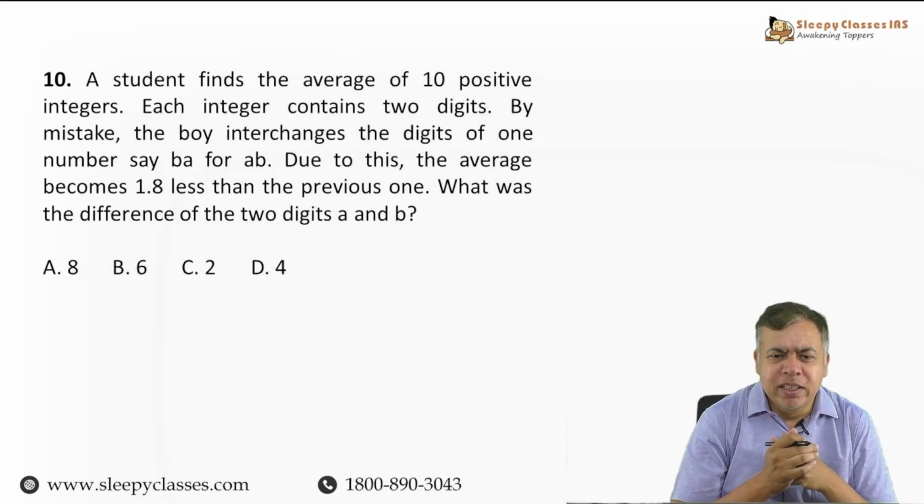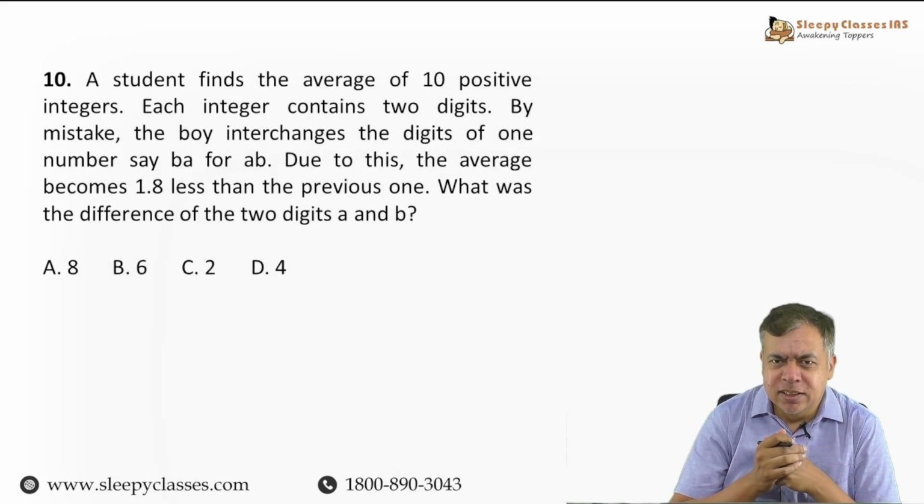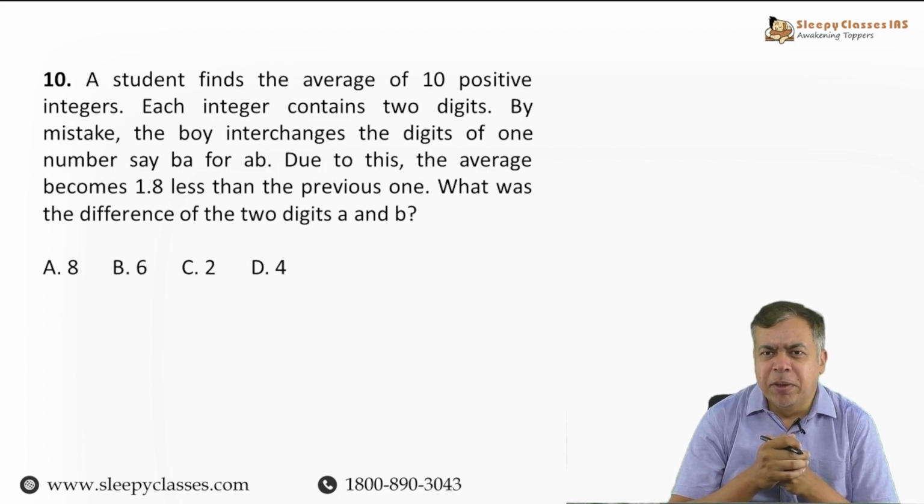A student finds the average of 10 positive integers. Each integer contains 2 digits. By mistake, the boy interchanged the digits of one of the numbers, say BA for AB.